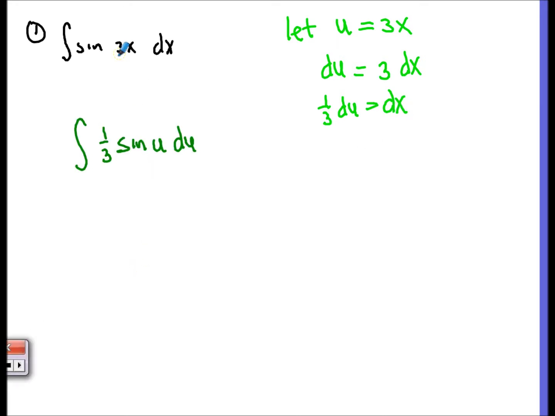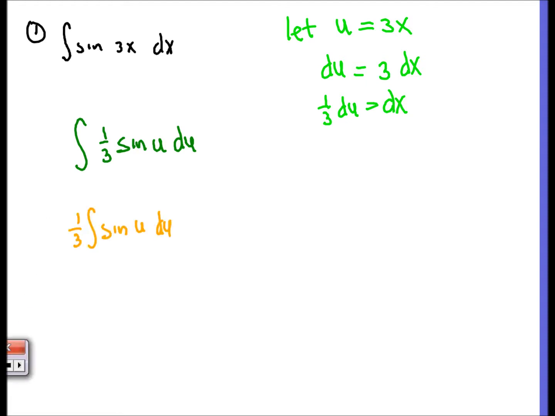And now I'm going to substitute. I'm going to get rid of the 3x with the u. Instead of sine 3x, sine u, since u equals 3x. Then I'm going to swap out the dx for 1/3 du. So I'm substituting two things here. Now I'm going to go ahead and integrate 1/3 sine of u with respect to u.